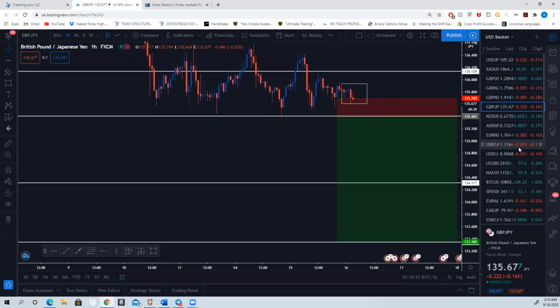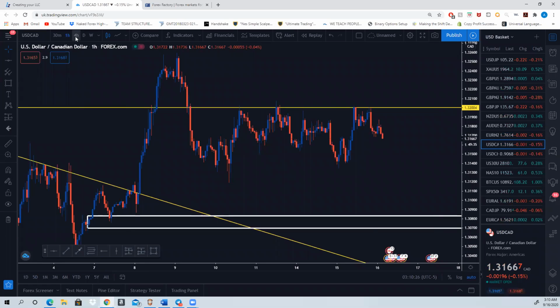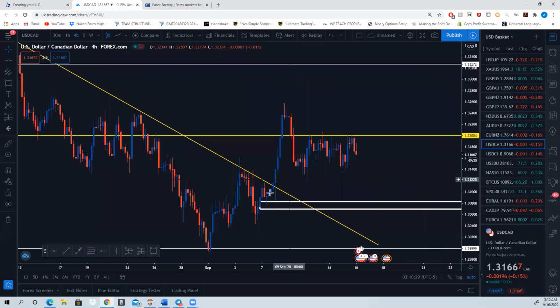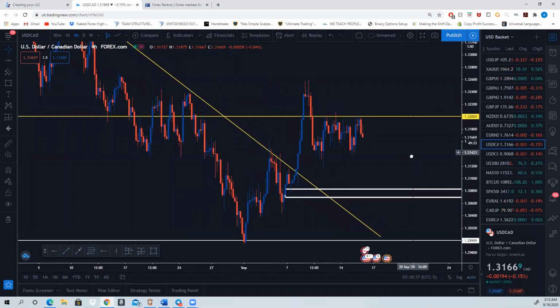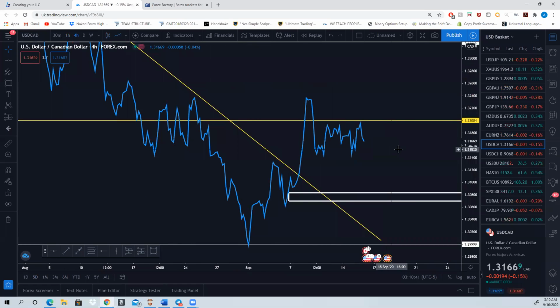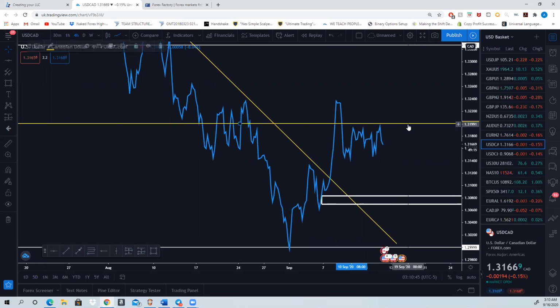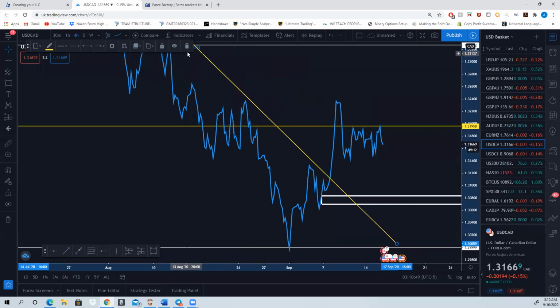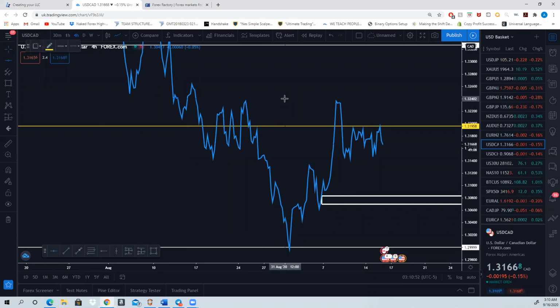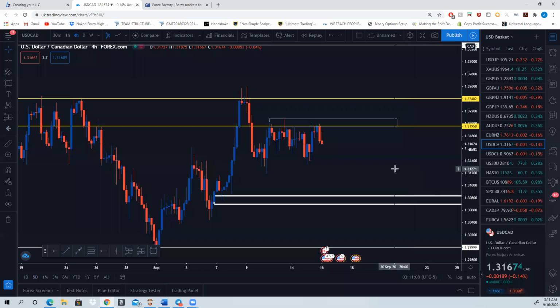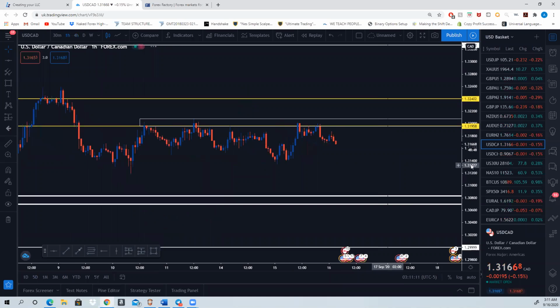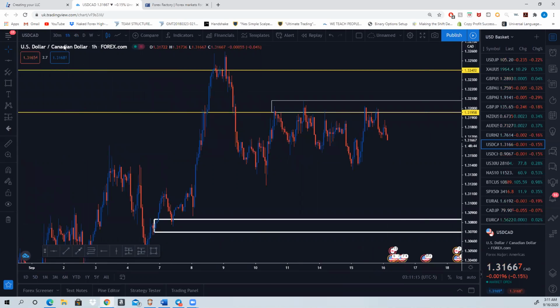USD CAD, let's see. So this actually went to our zone, perfectly tested here, and it's rejecting now. So let's see. Rejected right here. We don't need that. Rejected there. This volume is actually pretty bearish at the moment.